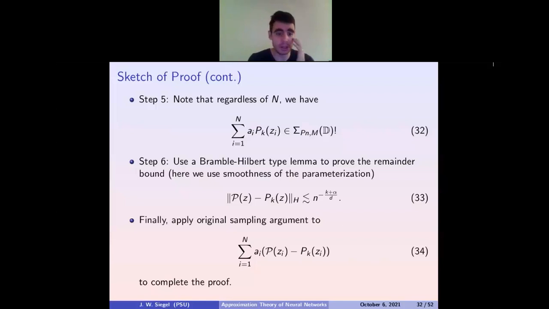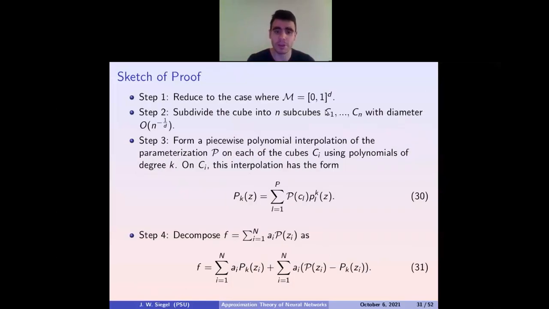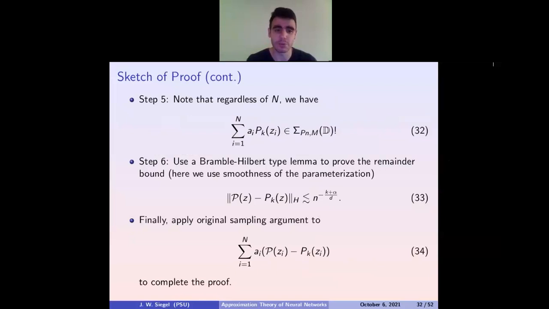So in this sense, it's a higher order generalization of stratified sampling, because stratified sampling essentially approximates this parameterization map by a piecewise constant function. If we use piecewise polynomials, we can obtain this improved rate. Okay.